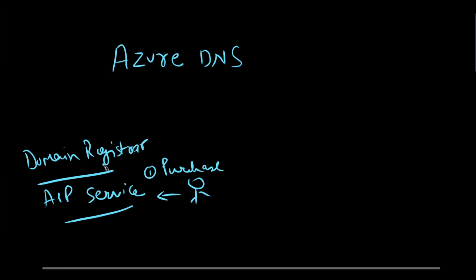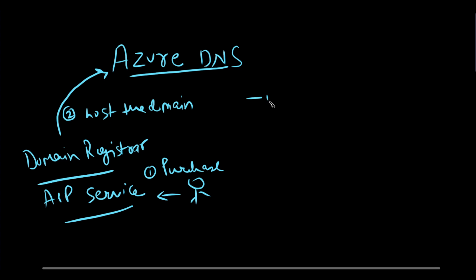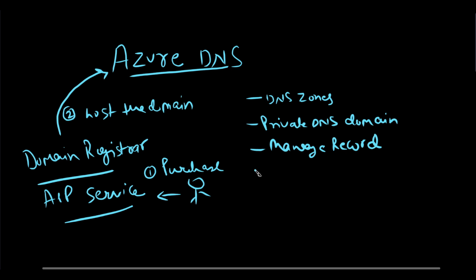Once the domain is purchased, you can use Azure DNS to host your domain. You can host the domain. It lets you manage your DNS zones. You can also create private DNS domain using Azure DNS, and you can also manage your records. It also supports alias records so that you can refer an Azure resource using a domain name instead of an IP.